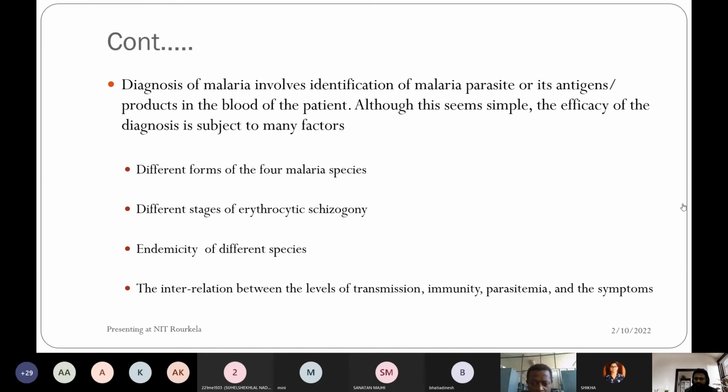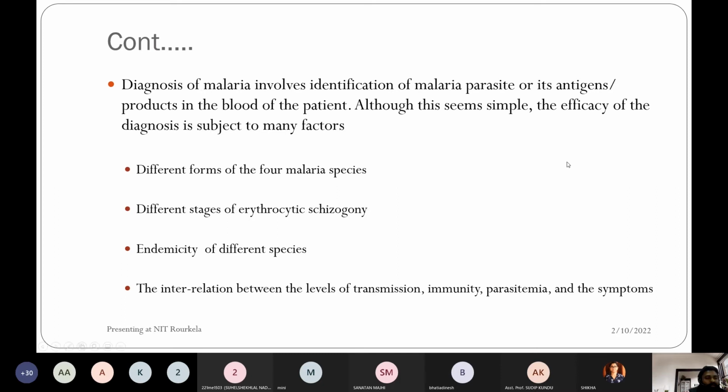Hello, someone is unmuting themselves. Kindly don't unmute, sorry, it is causing disturbance. Okay, fine.